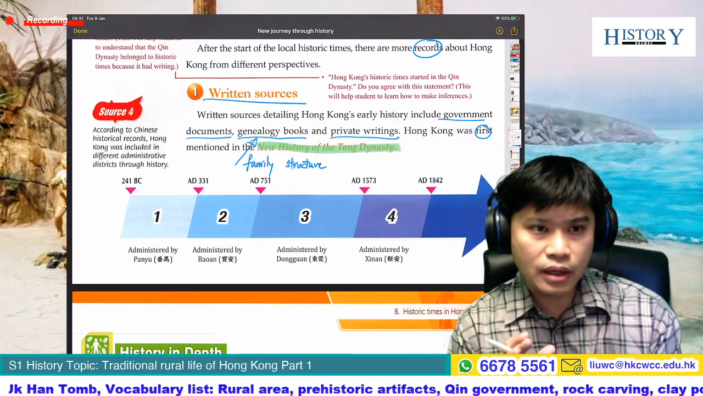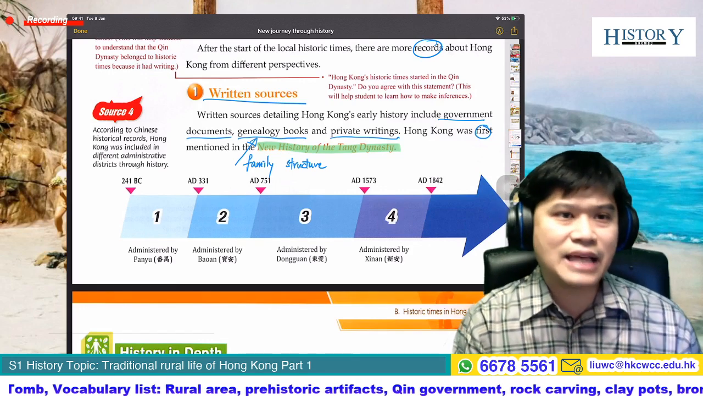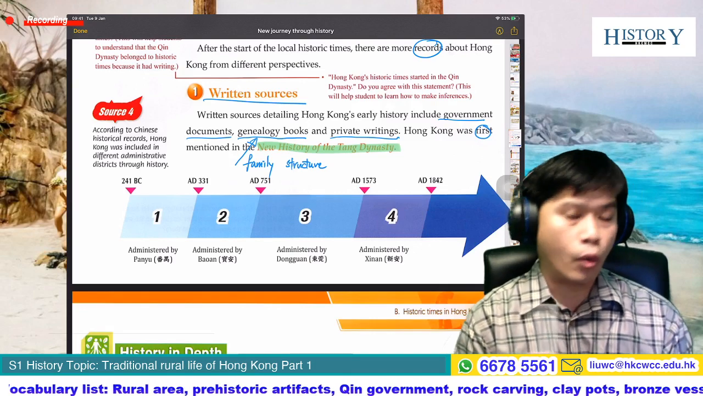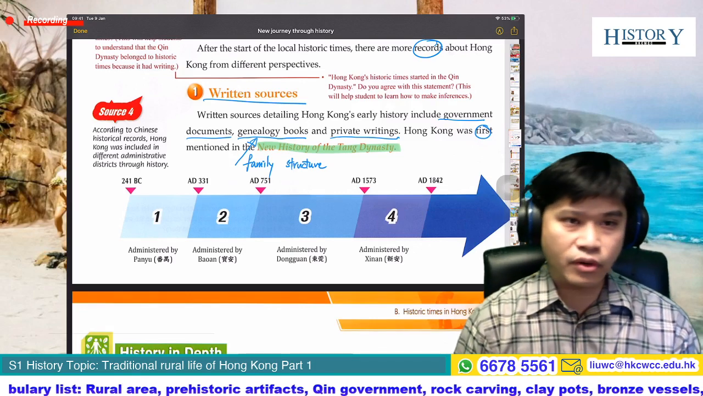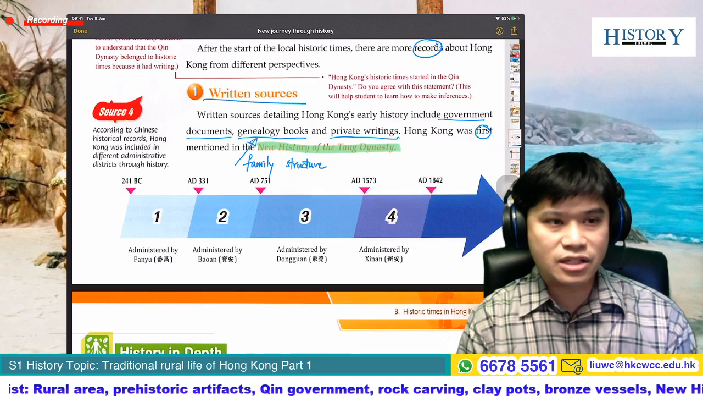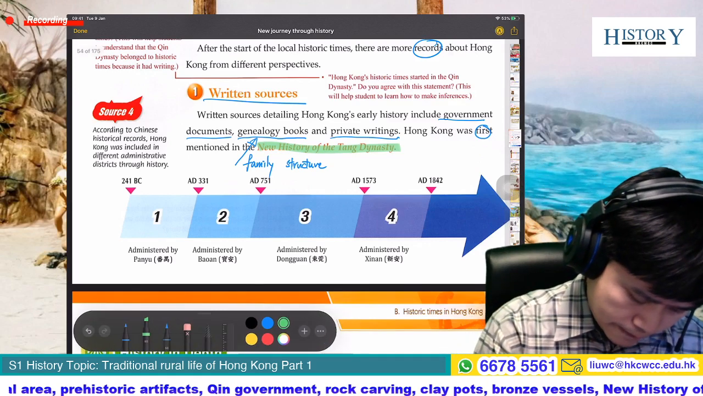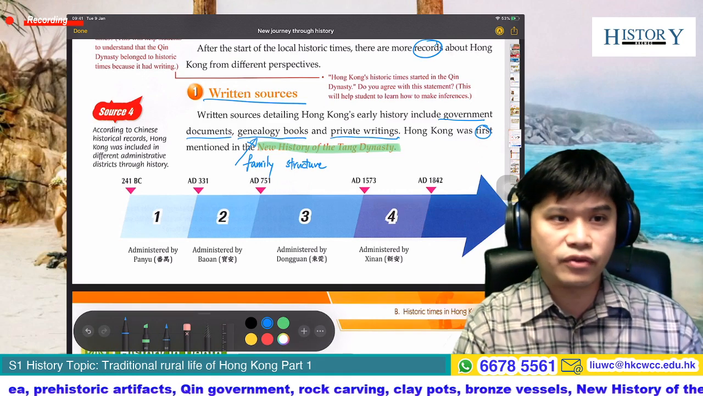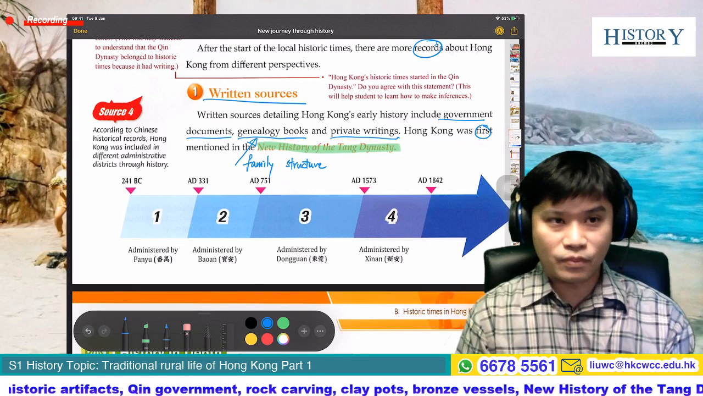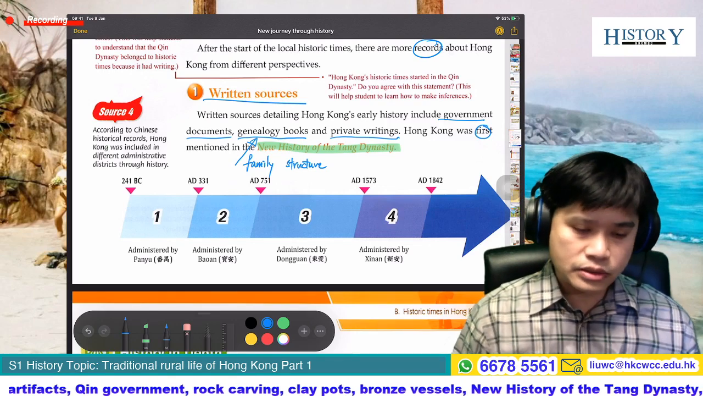However, was the term Hong Kong exactly written in the book? I may tell you no. Before Hong Kong, the name of this place actually didn't exist. Then what should be the name of Hong Kong? I would say before Hong Kong, there was no name. That was just a place, and it was part of southern China.